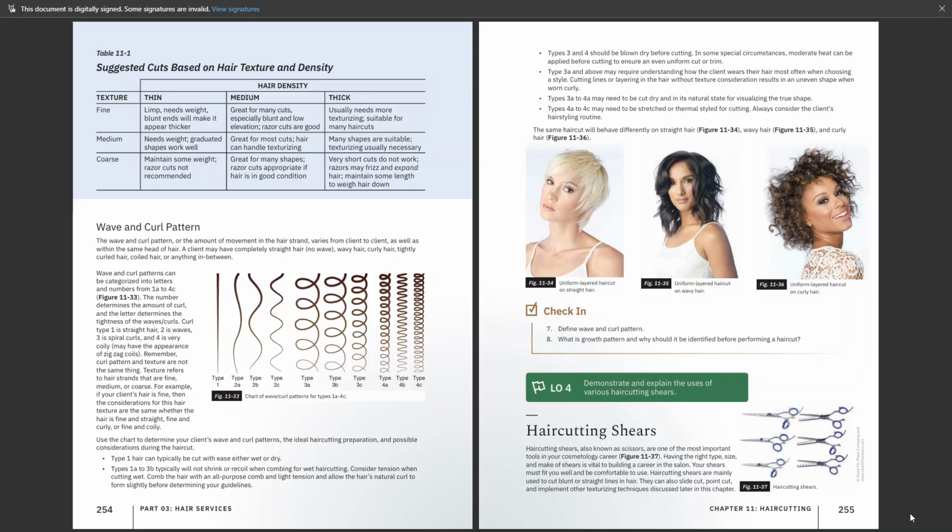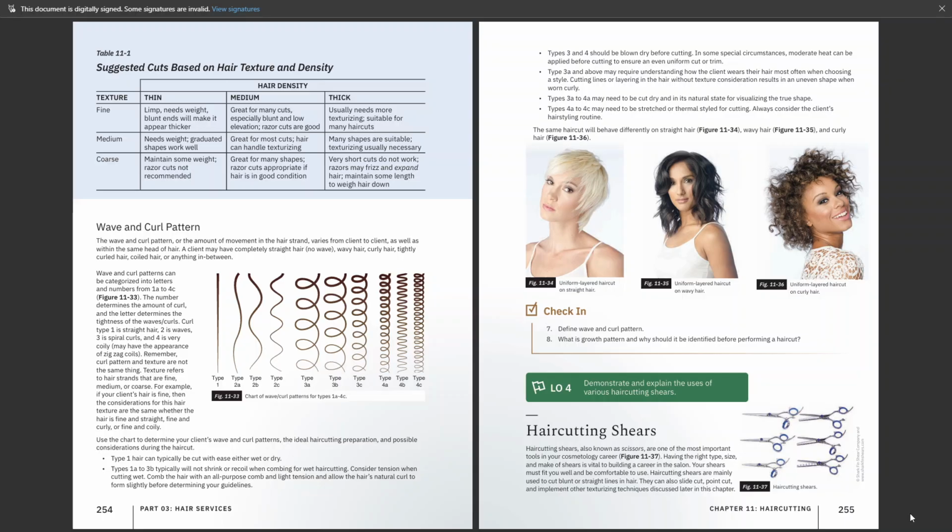Hair with coarse texture and thin density, maintain some weight. Razor cuts not recommended. Coarse hair with medium density, great for many shapes. Razor cuts are appropriate if hair is in good condition.